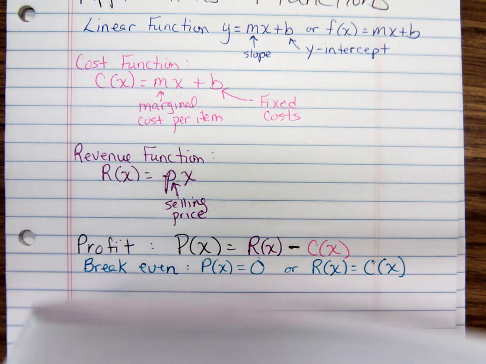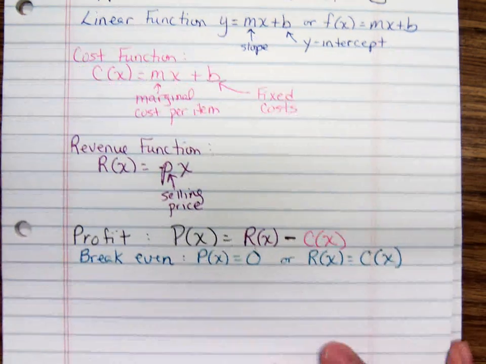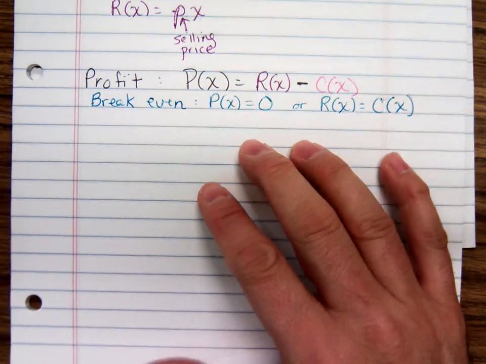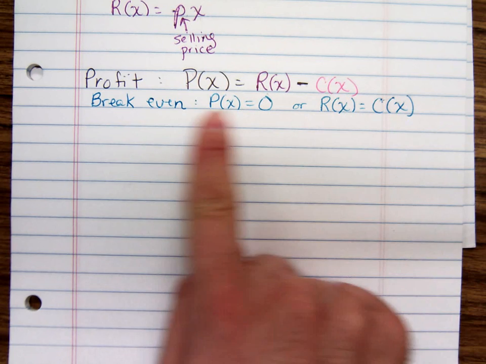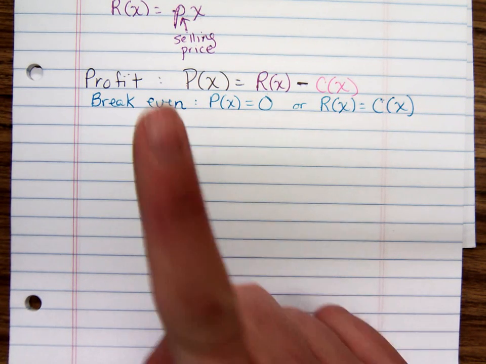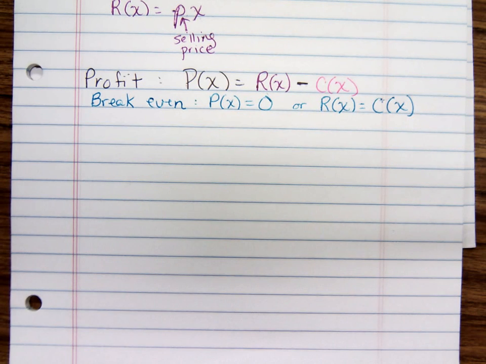Now to do the next one, it's going to ask us something about profit and also break even. We're going to do a little break even analysis. Remember, there's two ways we can define break even. We can say a business breaks even if the profit is 0, or if the revenue equals the cost.